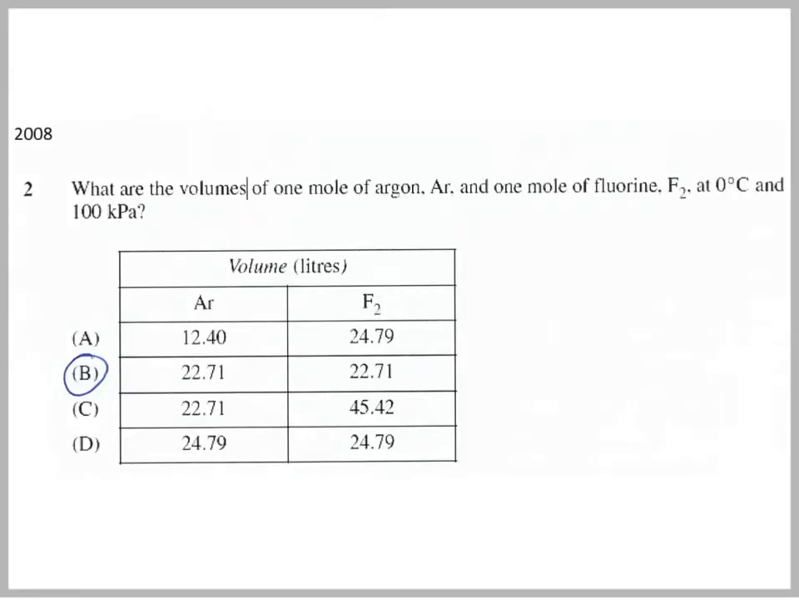Next one, 2008 HSC. What are the volumes of 1 mole of argon and 1 mole of fluorine at 0 degrees and 100 kilopascals? Well, at 0 degrees and 100 kilopascals, 1 mole of any gas occupies 22.71 litres. So that's just a very basic question, so our answer is B. It doesn't matter what gas we've got. At 100 kilopascals and 0 degrees C, they occupy 22.71 litres.